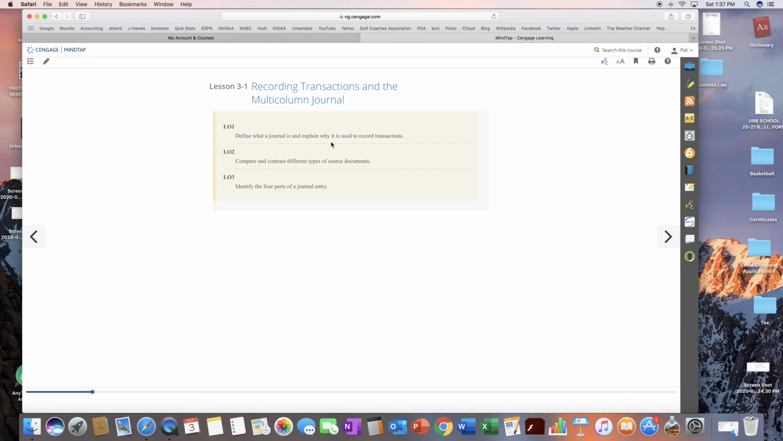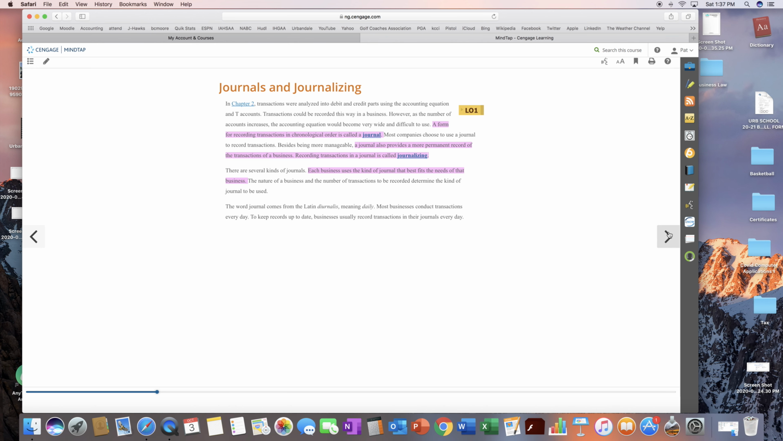You can see what a journal is, the different source documents, and how to identify the different parts of a journal.